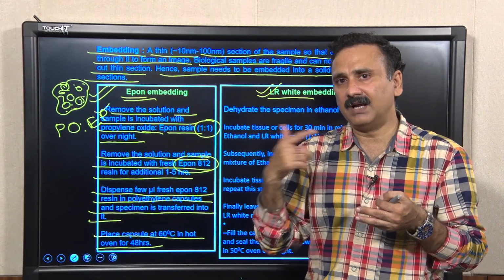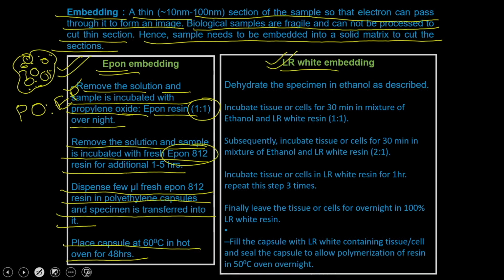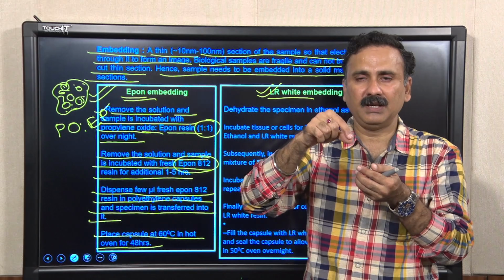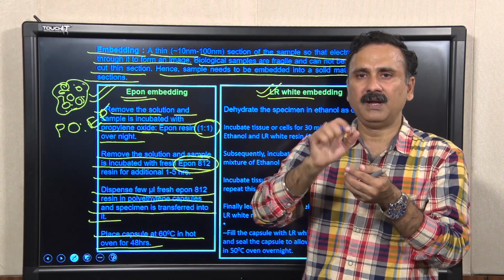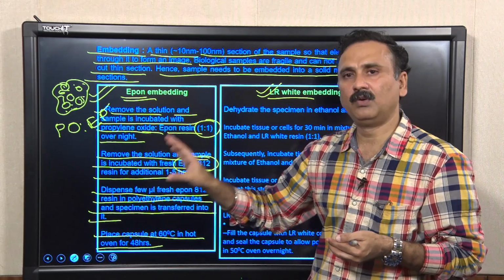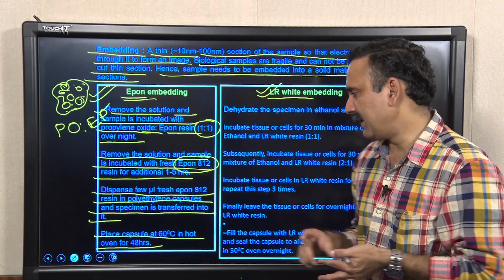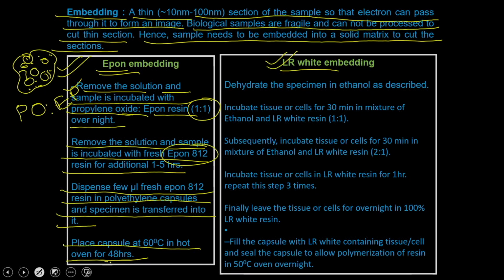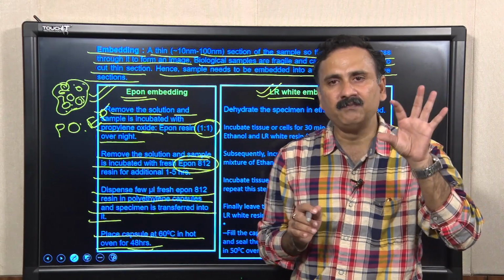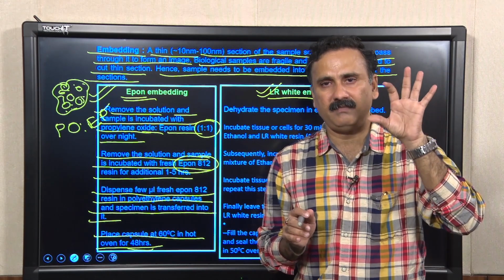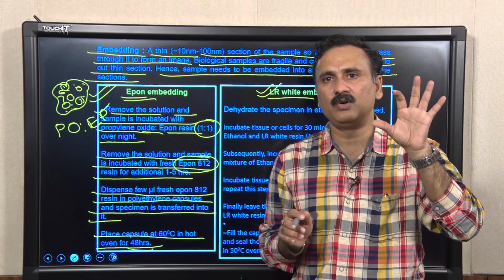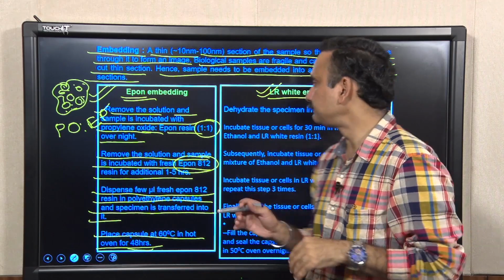So, once that is done, you put the epoxy resin into a capsule, and after putting some resin, you put your sample, and then again you put the resin on top. Then you keep this capsule at 60° overnight, or for 48 hours, and that is going to make the sample matrix, and that is how it will be ready for cutting the sections.